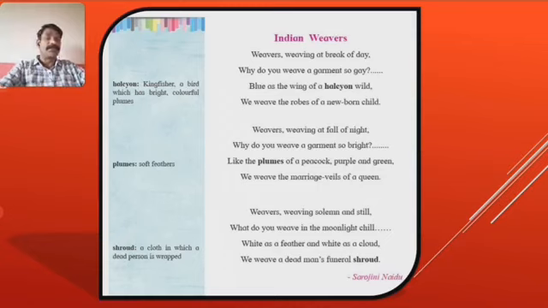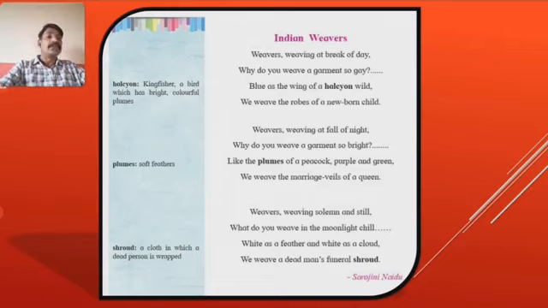There is a quite calm atmosphere, and weavers weaving solemn and still, in the sense of a calm atmosphere. गांभीर्यपूर्वक अशा प्रकारचं शांतता वातावरण. And we know that after 10 people used to sleep at night, and so the weaver still continues his work because work is pending. It has to be continuous work. What do you weave in the moonlight chill? There was a chilling atmosphere, and still the work is going on.